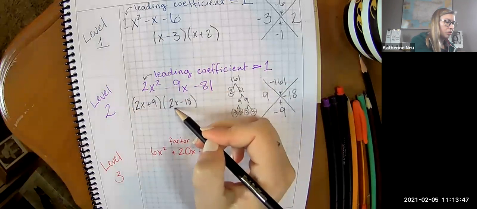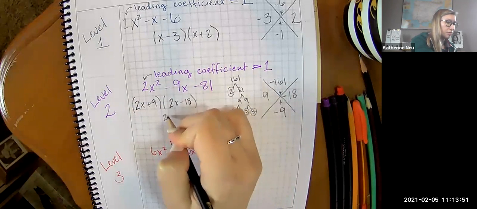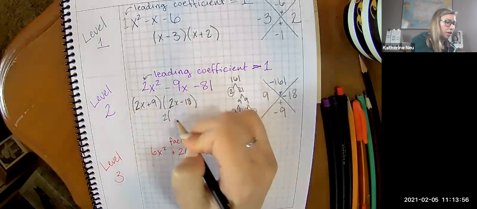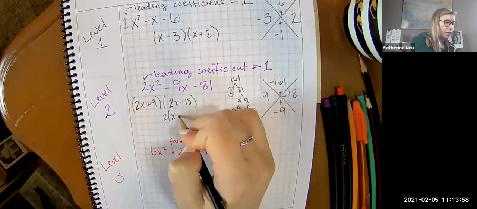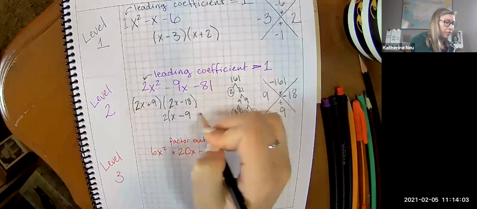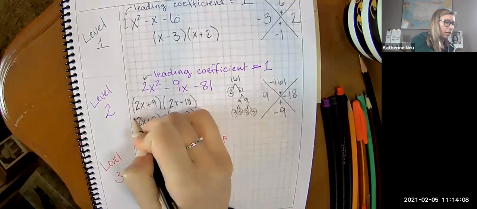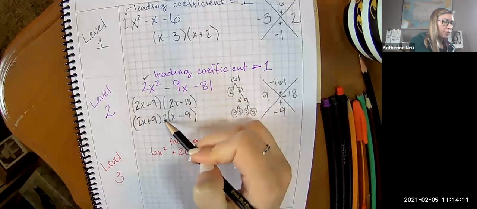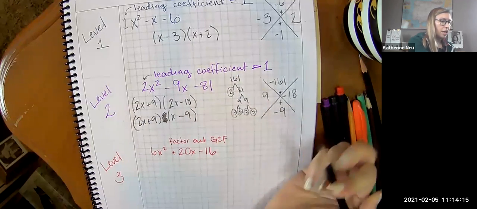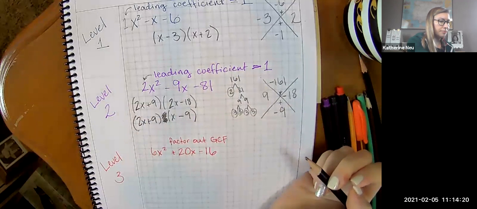But here, 2 and 18, I could definitely pull out a 2 there. So I'm going to do that. I'm going to pull out my 2, and then 2 times what gets me back to 2x. And then 2 times what gets me back to 18. Whatever I was able to factor out is just extra, so I'm just going to get rid of that. And my answer is going to be 2x plus 9 and x minus 9.